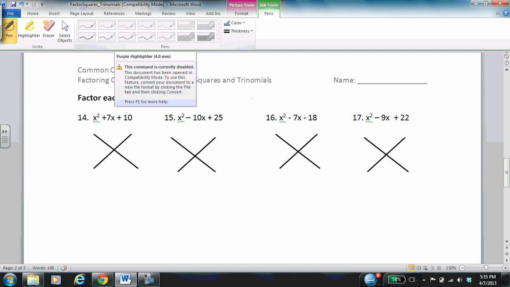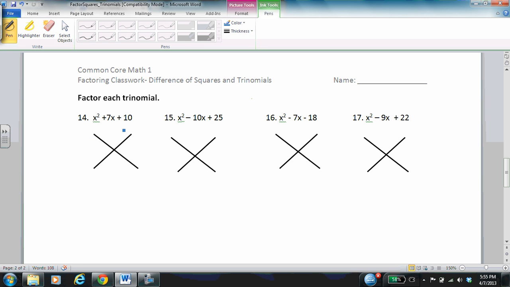Alright, now that you've unpaused the video, I'm just going to fly through these like I said. Two things that multiply to give me x squared are x and x. Multiply to give me 10 and add to give me 7. Positive 5, positive 2. So this factors as x plus 5 times x plus 2. And again, I can check by multiplying these two binomials, and I should get what we started with, x squared plus 7x plus 10.